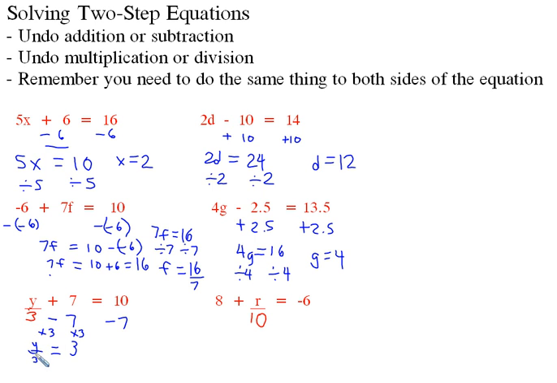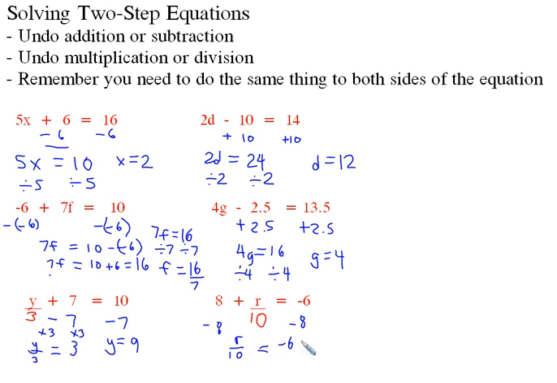And when I do that, y divided by 3 multiplied by 3 is just y. 3 times 3 is going to be 9. Last one here. 8 plus r over 10 is equal to negative 8. So what do I do? I subtract 8. And I'm left with just r divided by 10 is equal to, now I've got negative 8 minus 8, or negative 6 minus negative 8.